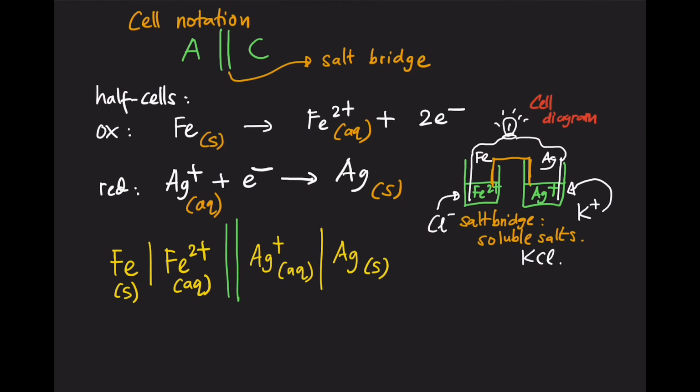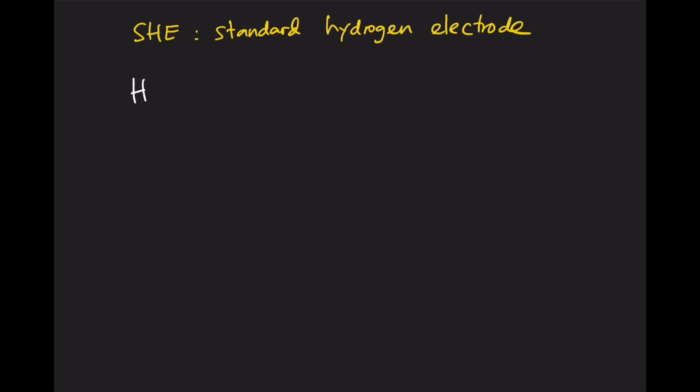Now, sometimes you have such reactions where you do not have any solid form in it. Let's take this example. This is what we call SHE, or standard hydrogen electrodes. So in this case, the reaction that we have is H plus becoming H2.